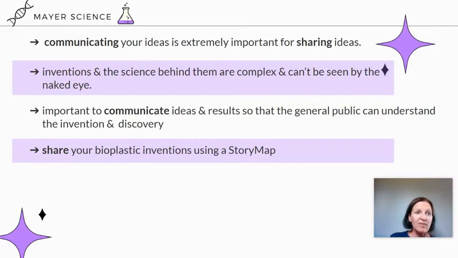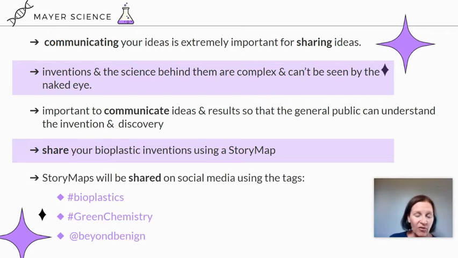So in the next few activities, you are going to be sharing the inventions that you created using the bioplastics that you created using a tool called a story map. Ultimately, the story maps that you create are going to be shared on social media using a couple tags. So we're going to use the hashtag bioplastics, the hashtag green chemistry, because as you created your inventions, you were using green chemistry practices. And finally, we're going to tag the Beyond Benign organization, which is a global organization that's kind of dedicated to green chemistry education.